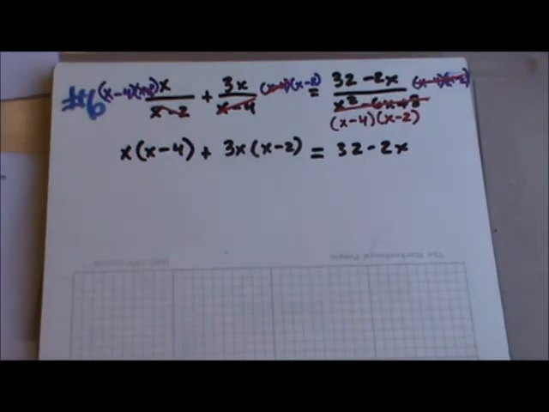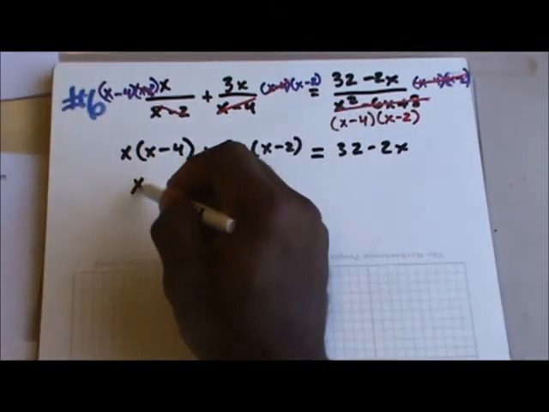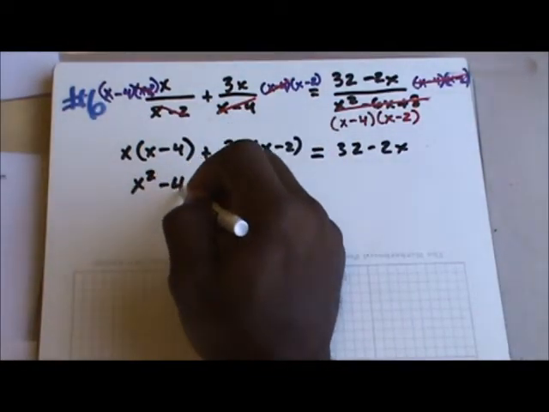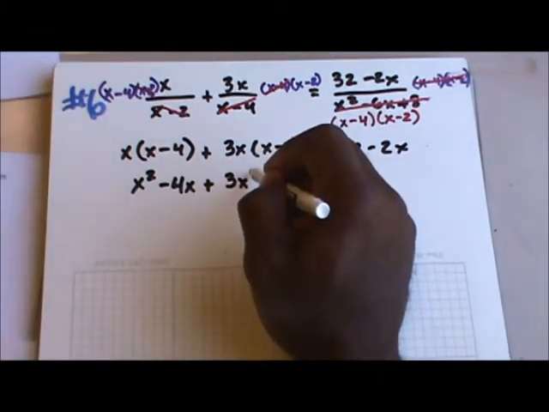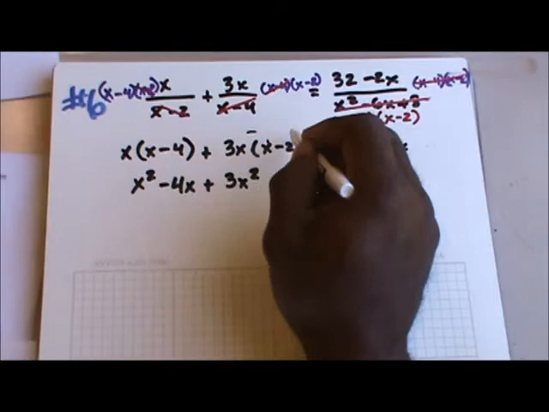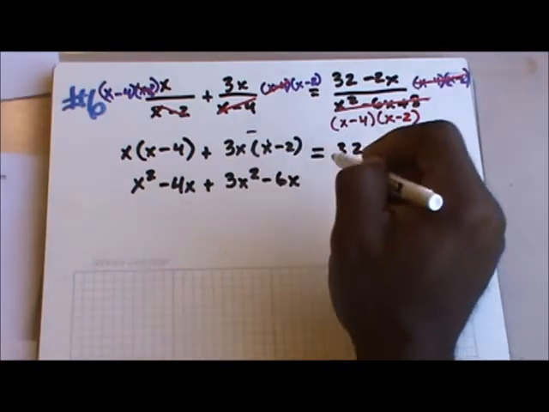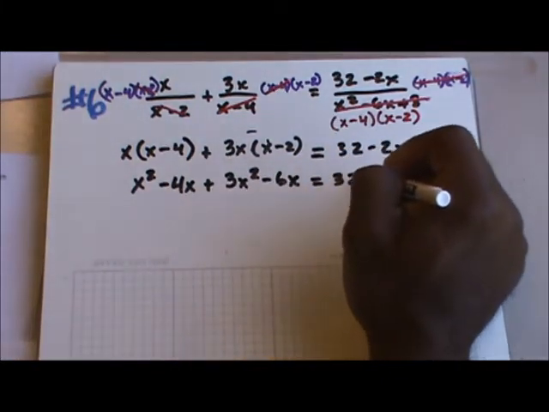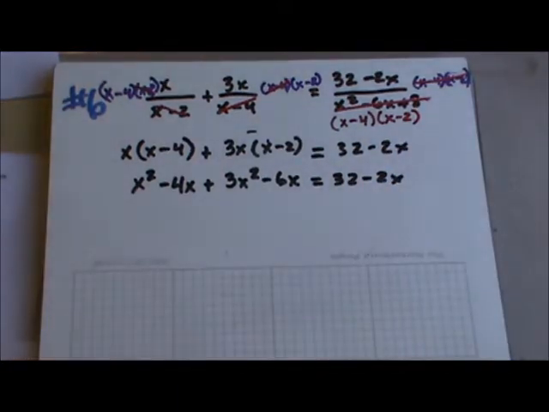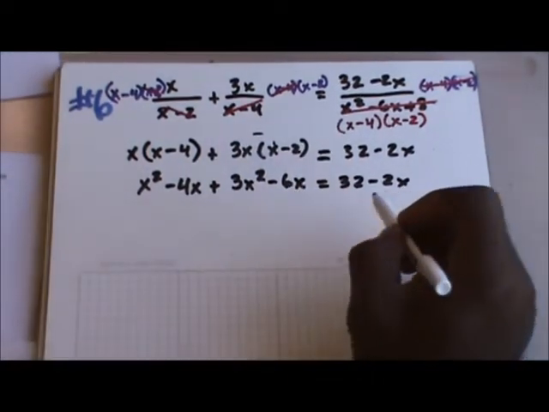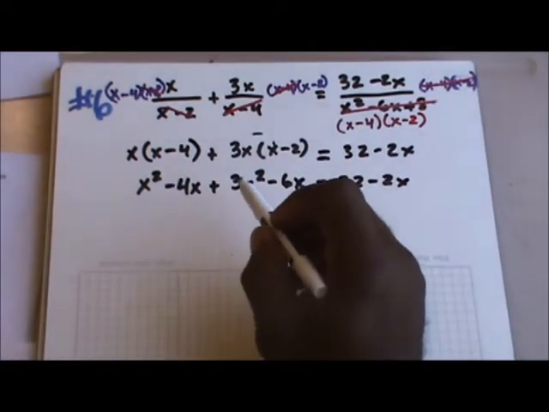All right, so from here, we can go back to the distributive property a little bit. Distributive property gives us x squared minus 4x plus 3x squared minus 6x, and that's equal to 32 minus 2x. So we've got a little bit of work to do. We need to combine like terms on this left side.